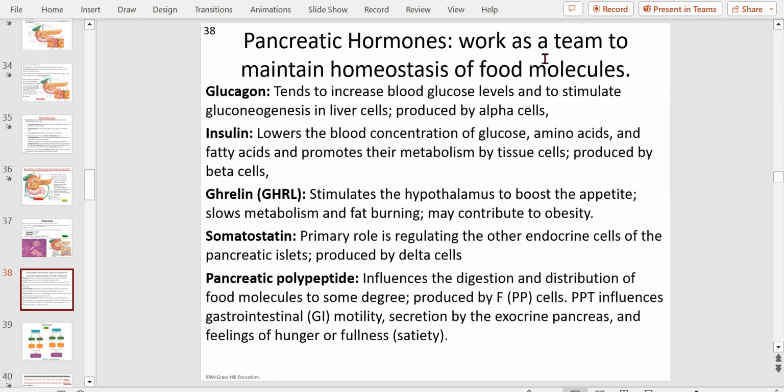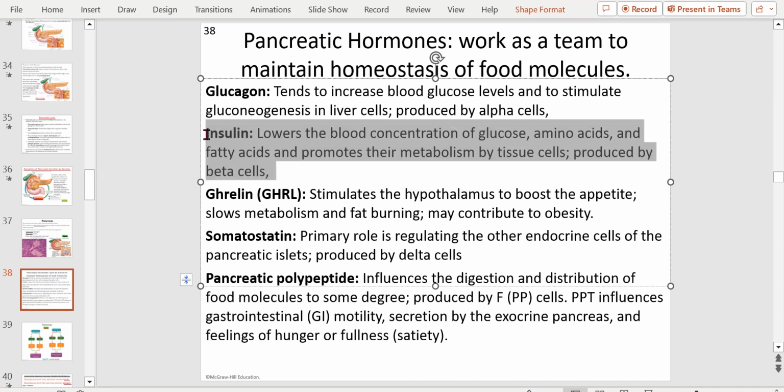The pancreatic hormones work as a team to maintain homeostasis of food molecules. Glucagon tends to increase blood glucose levels and to stimulate gluconeogenesis in liver cells, and is produced by the alpha cells. It's kind of the opposite of storing sugar. We take the sugar that's been stored on the wall, we modify it, and we throw it back into the blood. They're raising the blood glucose level. Insulin lowers the blood concentration of glucose, amino acids, and fatty acids, and promotes their metabolism by tissue cells, and is produced by beta cells.